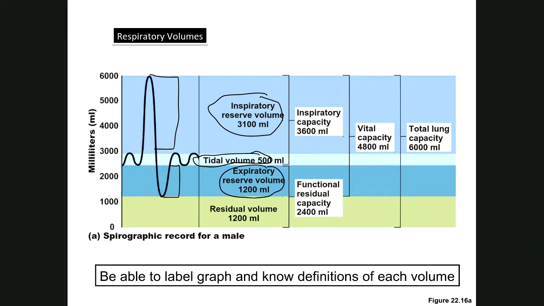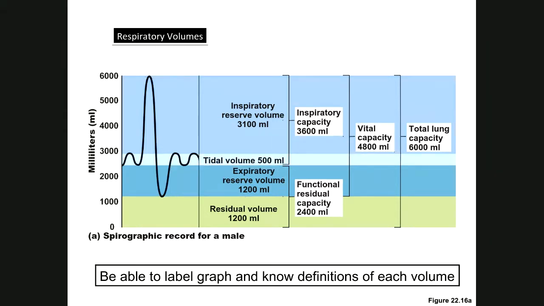If we add those three together, we get a max breath in followed by a max breath out. And that is called the vital capacity. The vital capacity. So that's as much air as you can possibly take in, followed by as much air as you can possibly blow out.